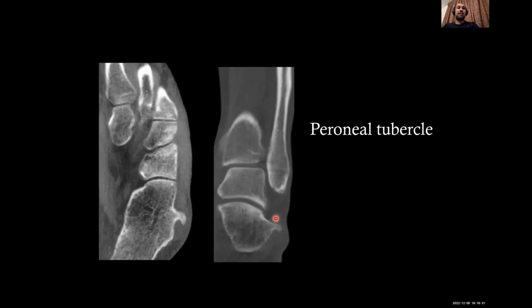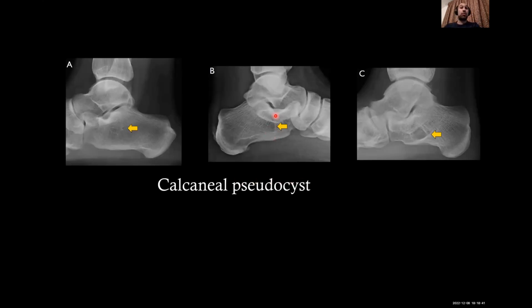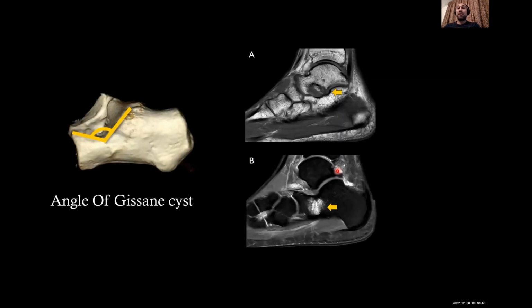This is peroneal tubercle. This is normal. This just can be the reason of impingement on peroneal tendons, and can be a reason for tear. This is calcaneal pseudocyst, which is not a tumor, and don't forget this could be associated with the angle of Giessen. Please, a cyst at the angle of Giessen is not something serious or a tumor.